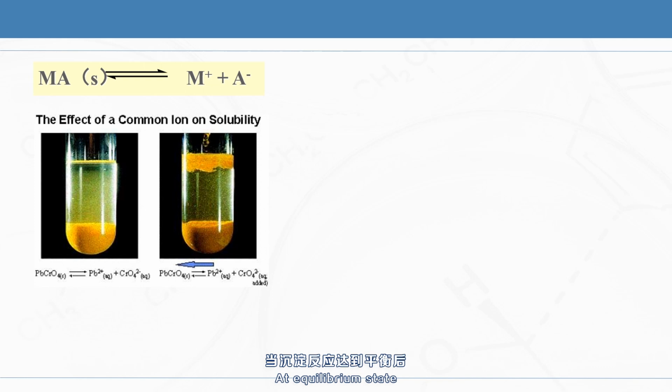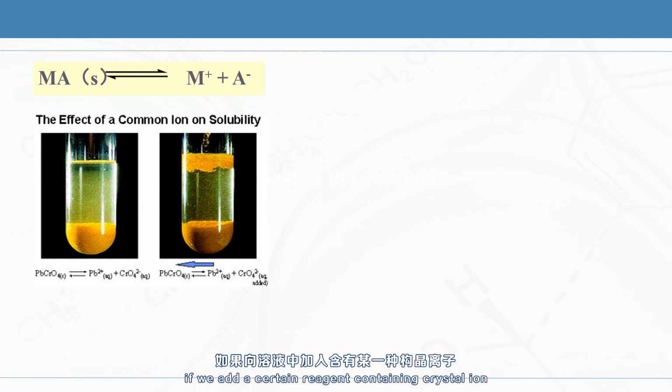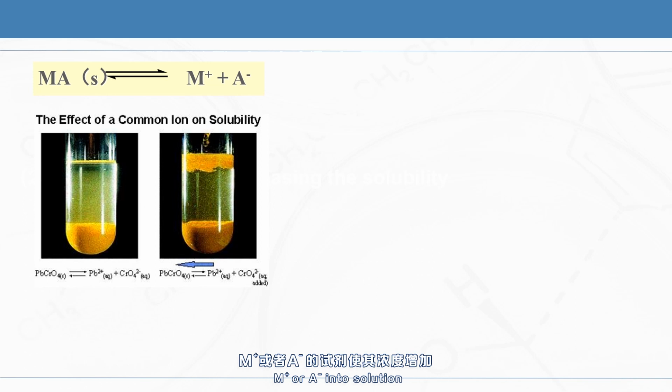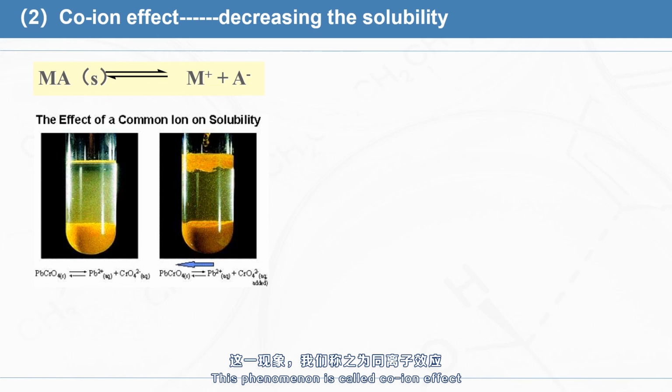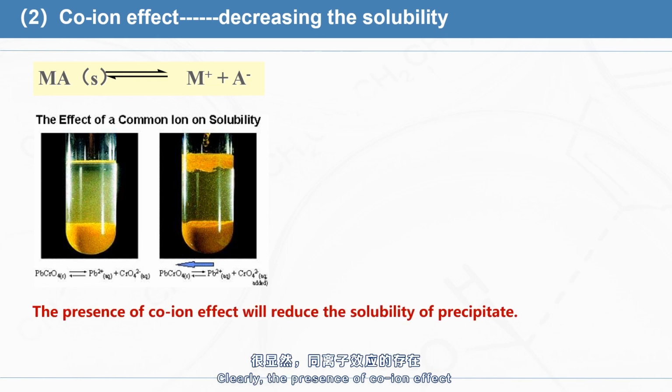At equilibrium state, if we add a certain reagent containing crystal ion M or A into solution, the precipitation equilibrium will be damaged, and the reaction moves to the left side, thus the decrease of the solubility of precipitate. This phenomenon is called cold ion effect. Clearly, the presence of cold ion effect will reduce the solubility of precipitate.